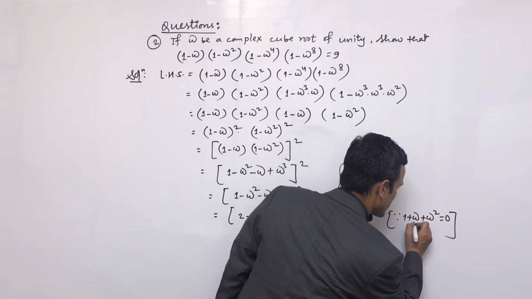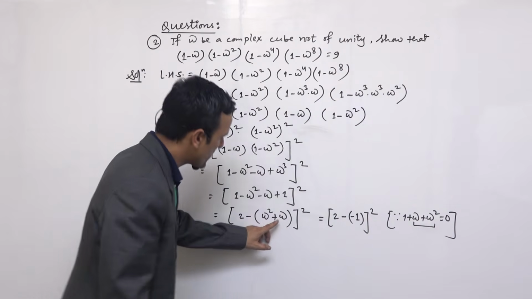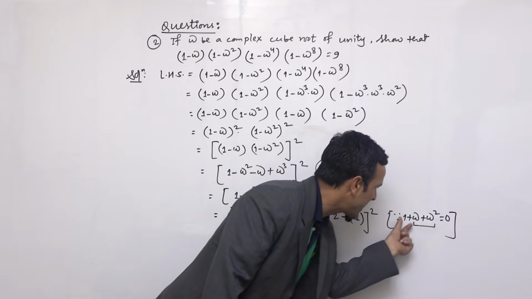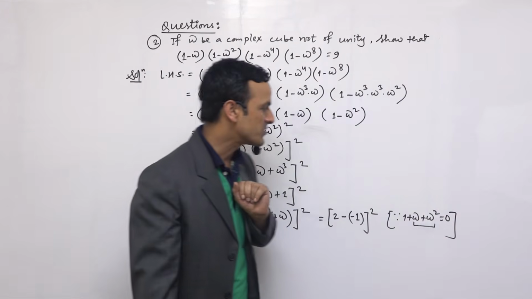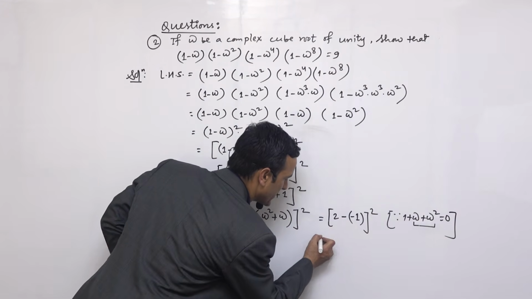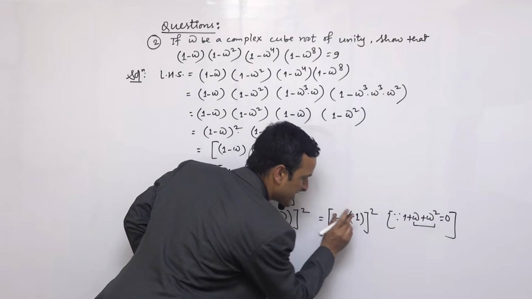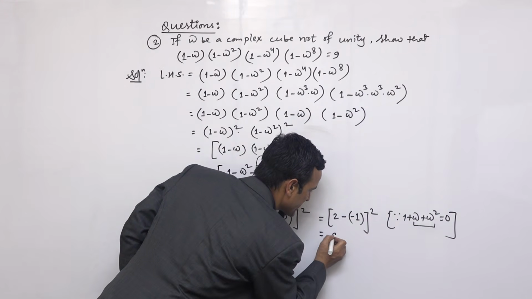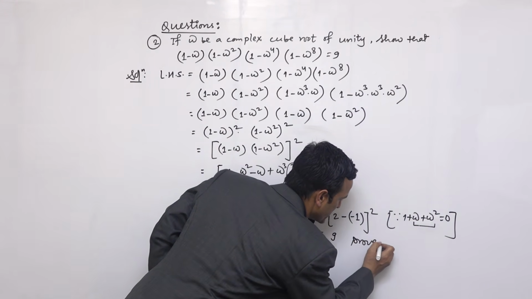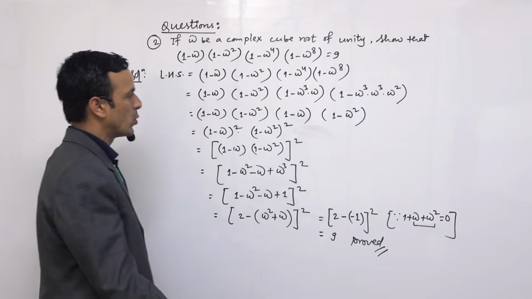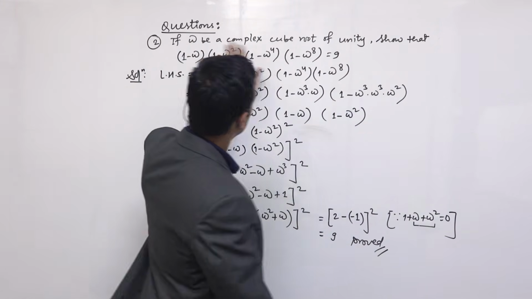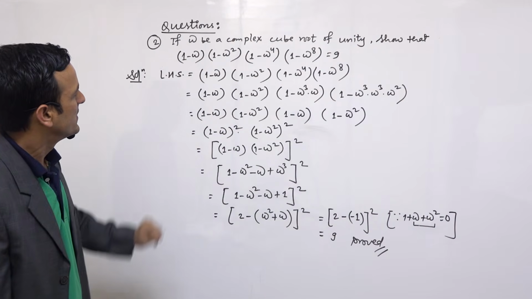So if you take these two terms, omega plus omega square, from here, then 1 has to be carried over, and it becomes minus 1. So write down minus 1. So 2 plus 1, minus minus plus. So 2 plus 1 means 3, 3 square means 9. So it is proved. In this way, we can show the result 9 after solving this equation.